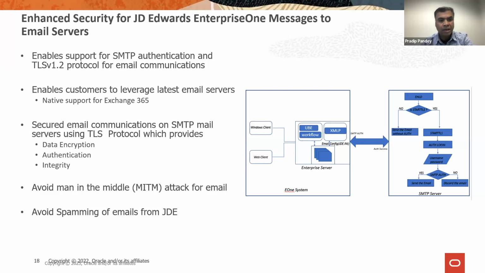The way it is implemented is we're using the TLS protocol on top of the SMTP protocol, so that we encrypt the data over the wire, authenticate the data from the client, and the server side verifies the data, and also verifies that the email data is not tampered with over the wire, the integrity of the email. Tools like Wireshark, which can be used to sniff your data over the wire, will be prevented because we encrypt the data over the wire. So a man-in-the-middle attack using tools like Wireshark will not be able to see your email when it is going across from the JD server to the email server. Again, the goal is to prevent spamming of emails from JDE into your mail servers. Next slide.